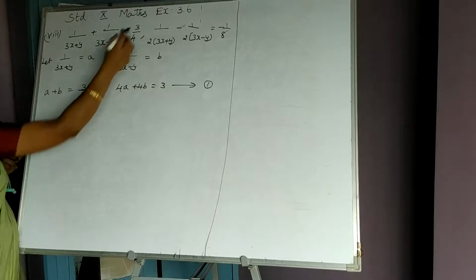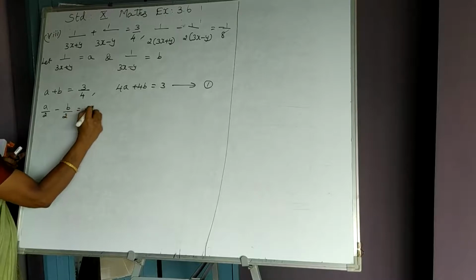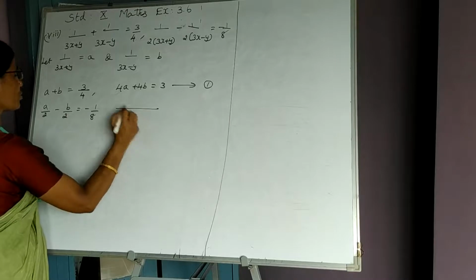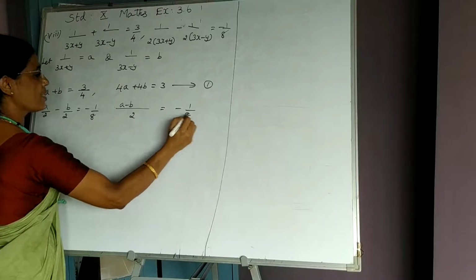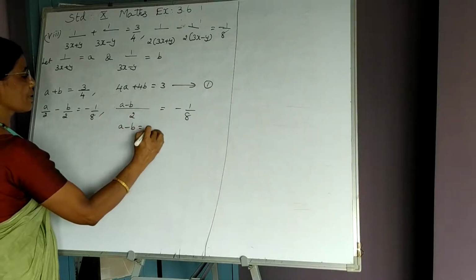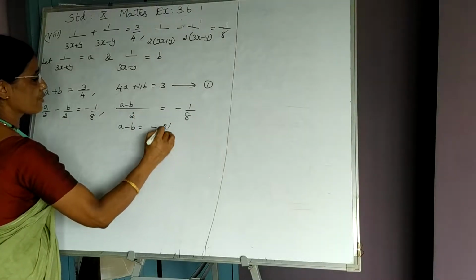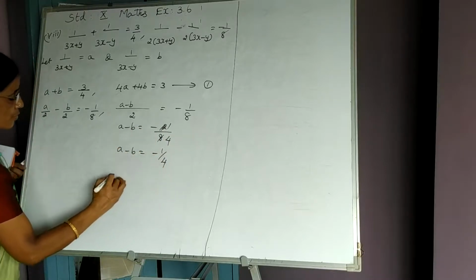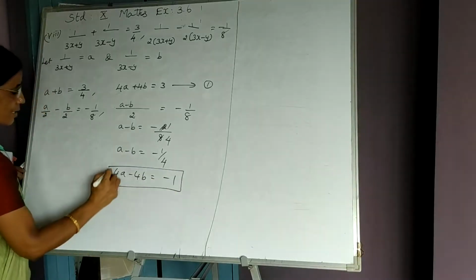And the second equation, this becomes a upon 2 minus b upon 2 is equal to minus 1 upon 8. I take the LCM. LCM is 2 here. (a minus b) upon 2 is equal to minus 1 upon 8. Cross multiplying, we get a minus b equal to minus 2 upon 8. 2 is going this side. So what we get? We get 1 upon 4. So a minus b equal to minus 1 upon 4. 4a minus 4b equal to minus 1 is our second equation.